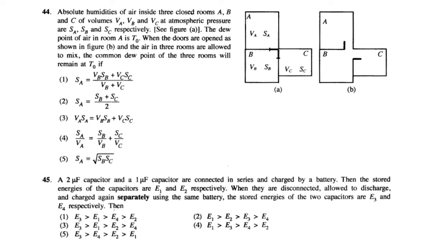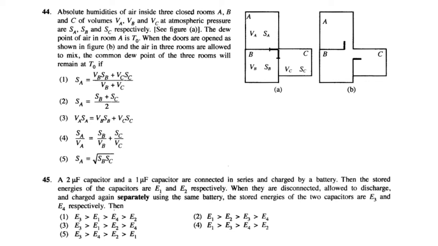When V is more, the energy stored in the capacitor is more. And when the capacitance is more, the energy stored will be more. Now, when you compare the individual circuits, you can see that E3 is greater than E4.